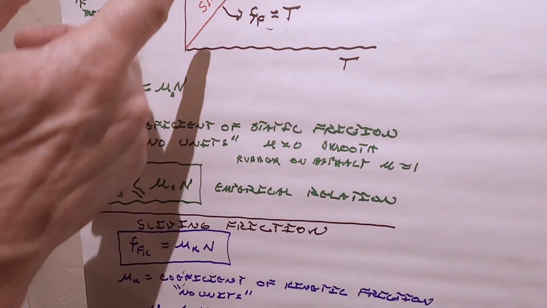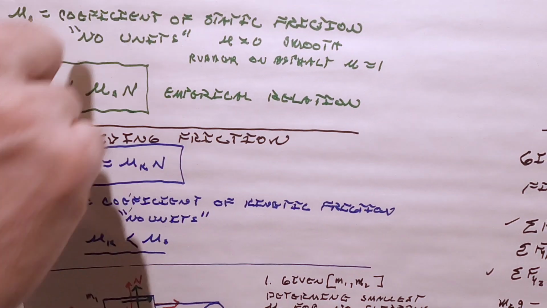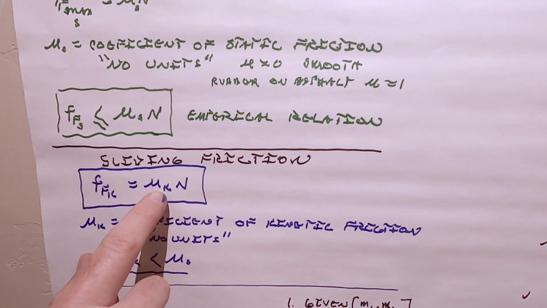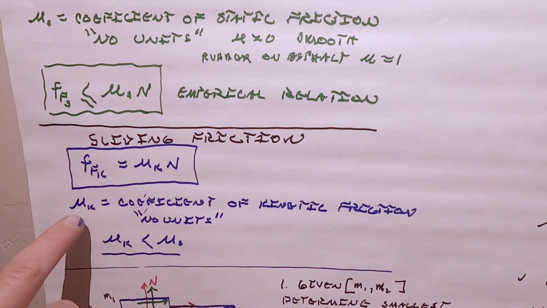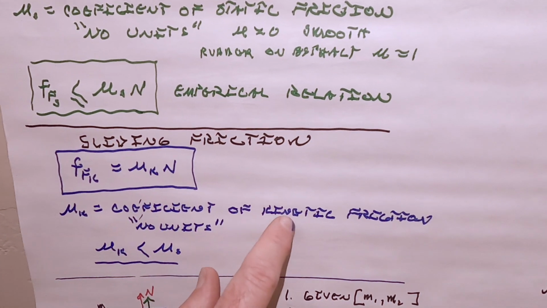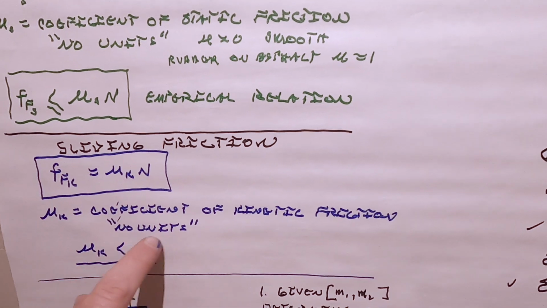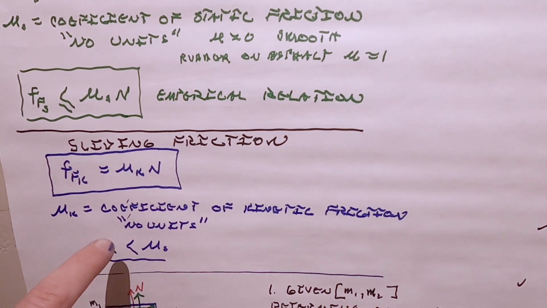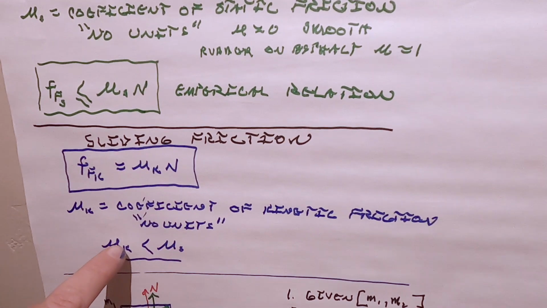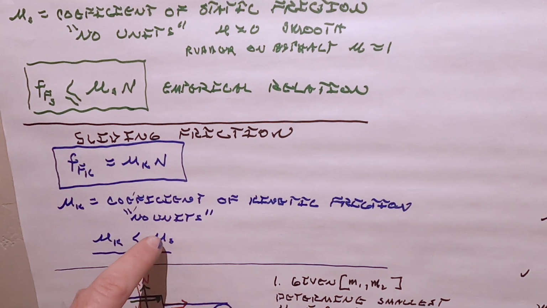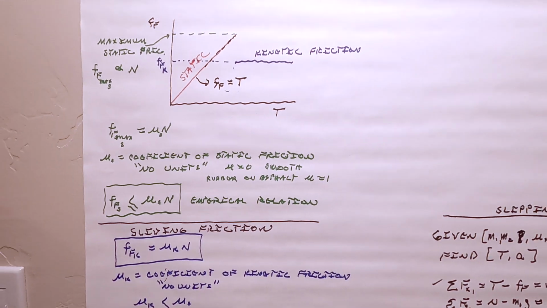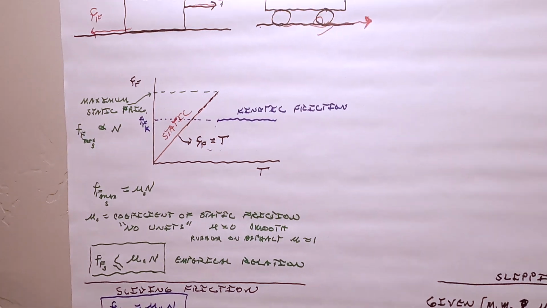And since it doesn't go uphill, there's no slope to it, the frictional force is equal to mu k n, where mu k is the coefficient of kinetic friction. Again, it has no units. They give you a table of it in the book. And mu k is always less than mu s. It's usually somewhere about 50% of the two right there.